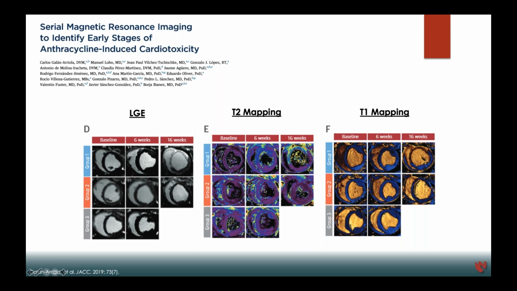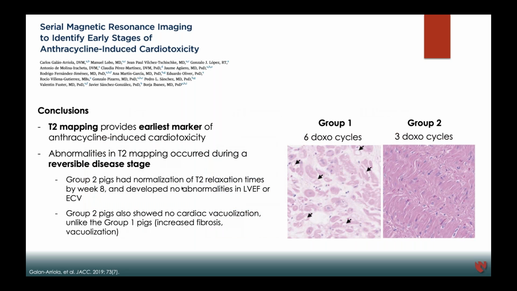But this suggests that if you start to see T2 abnormalities and you withhold anthracycline at that time, you can see complete normalization of that edema and inflammation, and you can prevent the occurrence of LGE. So T2 abnormalities seem to occur at a time when you could potentially reverse the cardiotoxicity. And so T2 reflects what specifically? T2 mostly reflects edema, or water, within the myocardium.